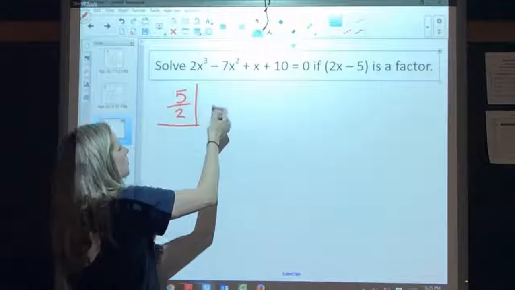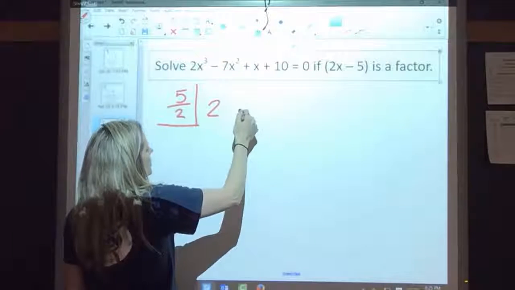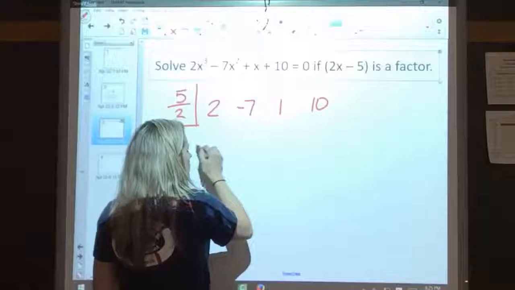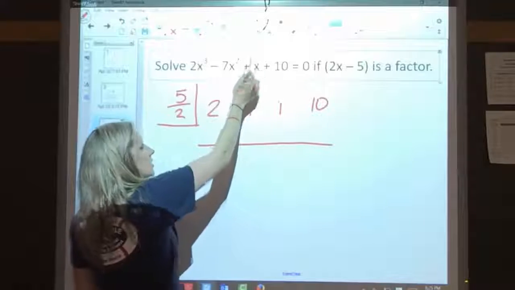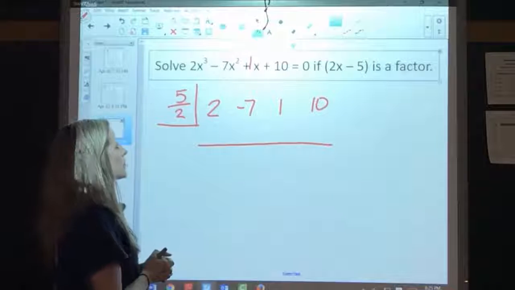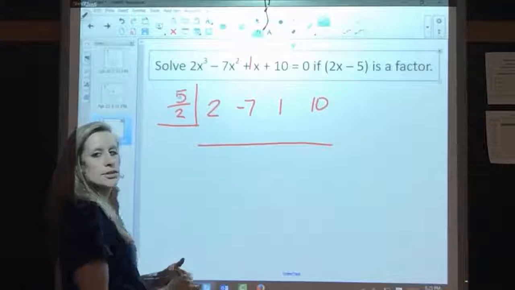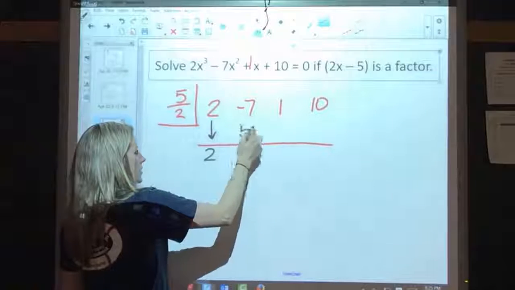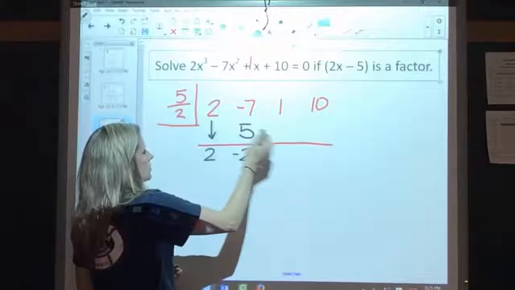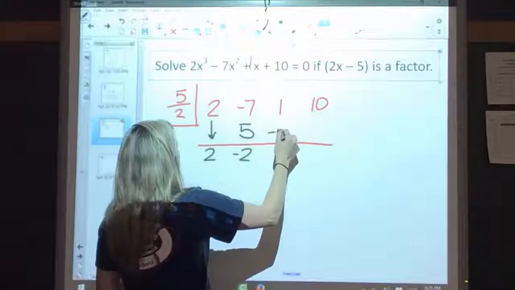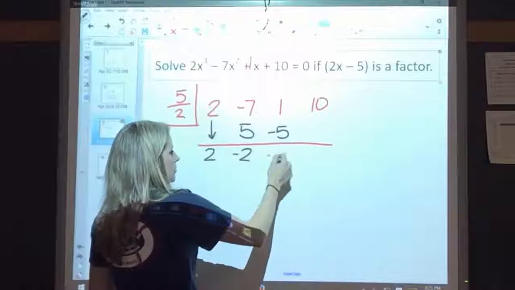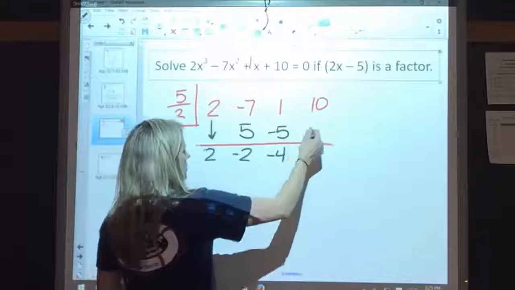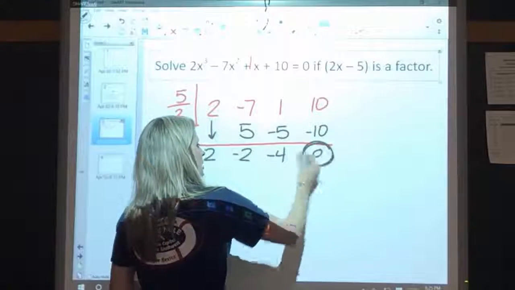Okay, now I'm going to write down my coefficients. I have a 2, negative 7, 1, and 10. That x has a sneaky 1 in front. Okay. All right, so now we're going to do synthetic division. Bring down your 2. Multiply, add them up, multiply, and you get negative 5. Add them up, you get negative 4. Multiply, and you get negative 10. So we have a remainder of 0.